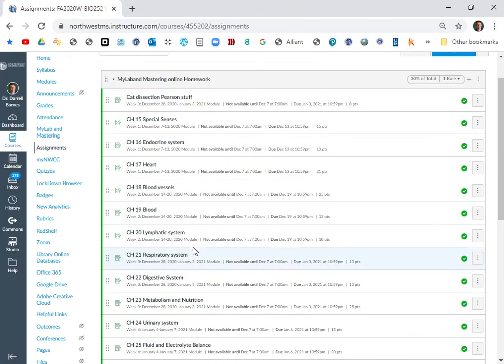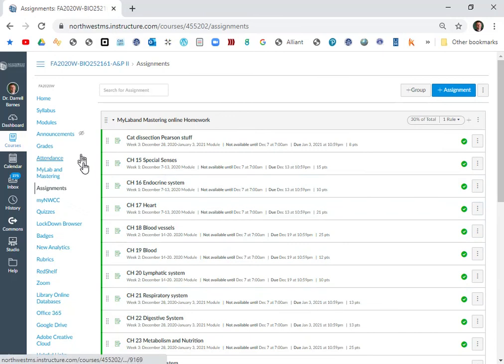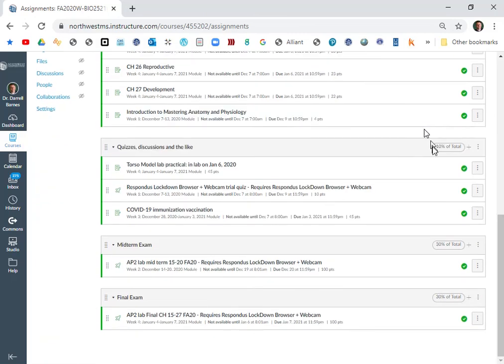So right about the time you deploy this, maybe even before you deploy it, is the right time to look at assignments. Make sure that everything adds up to 100%. Bueno, bueno, bueno.